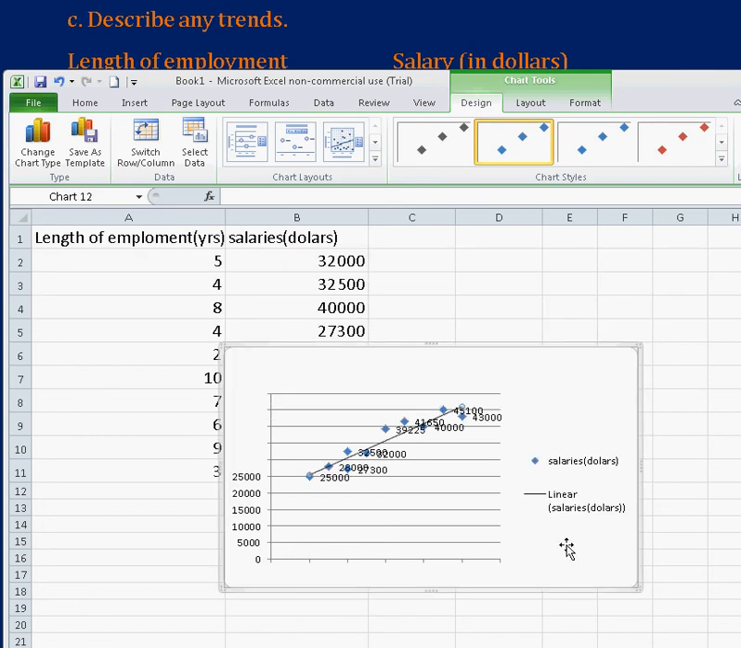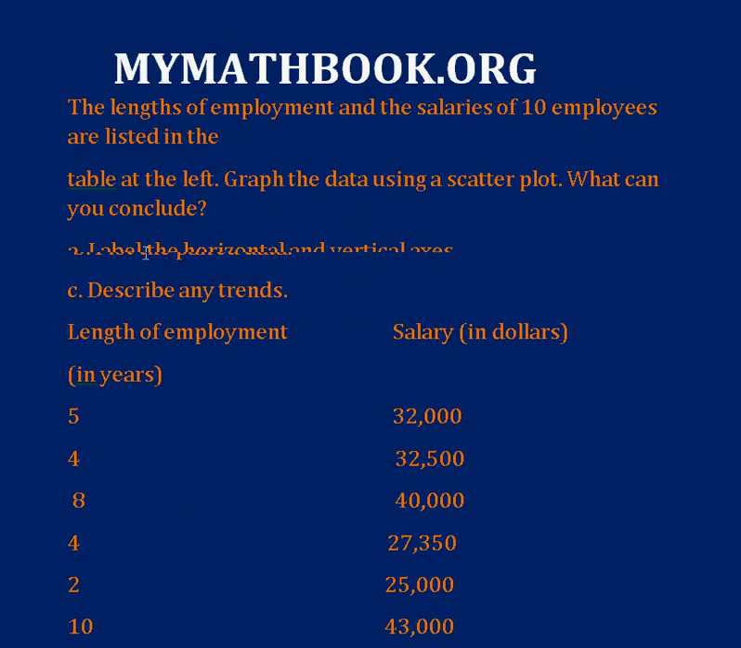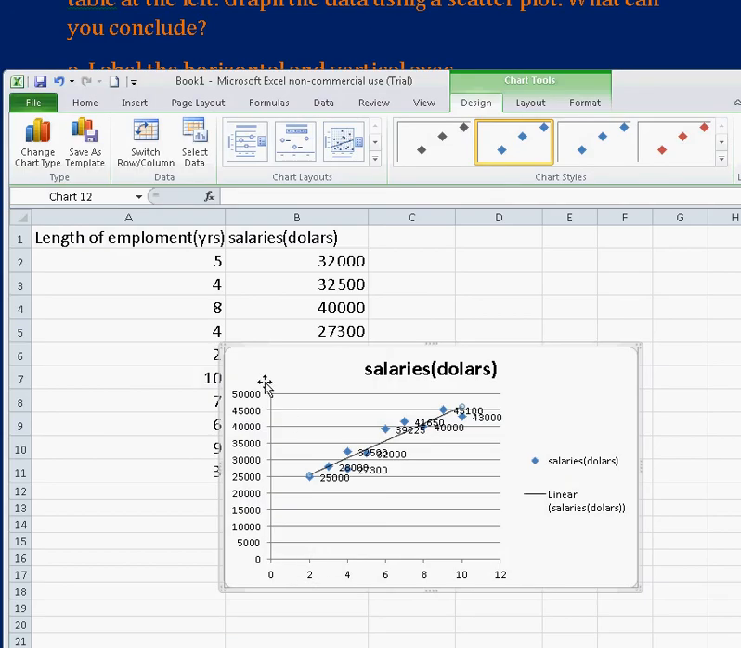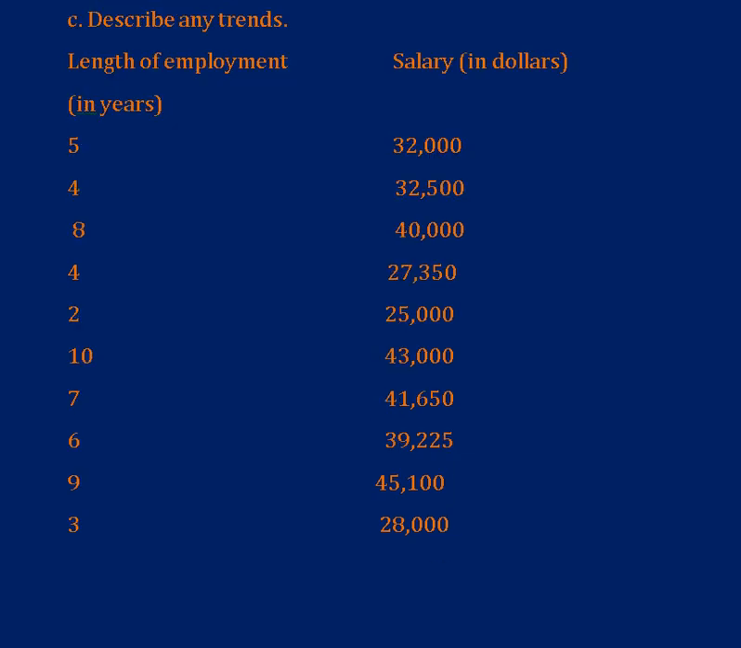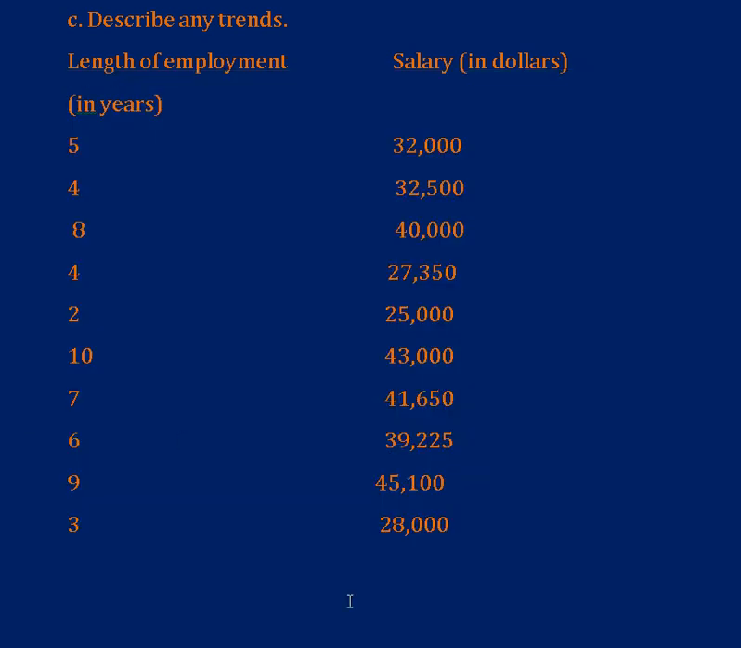They could ask questions like, take a look at some of the questions. Label the horizontal and vertical axes. So this is the horizontal and the vertical axis. And the other question was, describe any trends. That's why we added the trend line, so that we could describe the trends. And the trend is that 2 years will be equal to 25,000, and some of them will deviate from the trend line, and there's a reason for that. So you could do some more explanations.